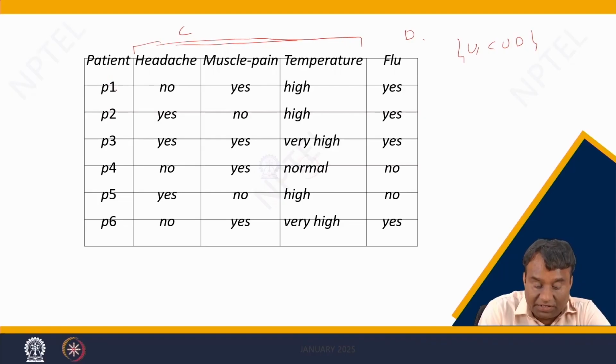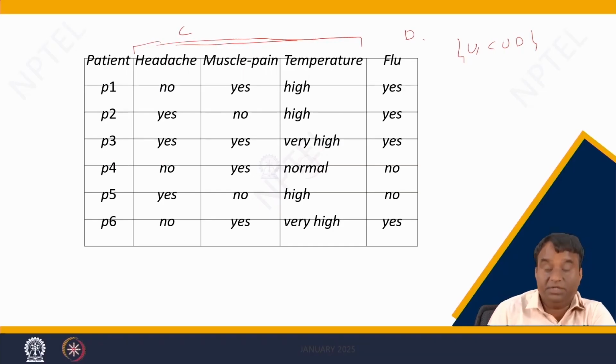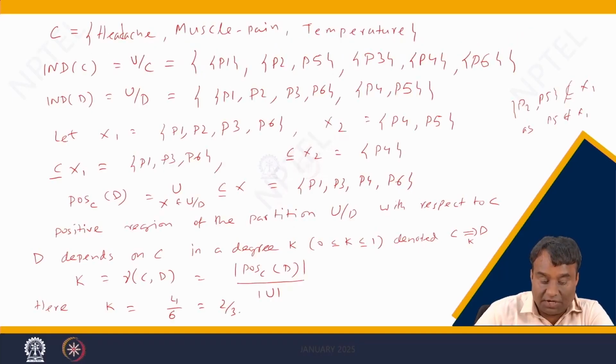Here, for patient P1, headache is no, muscle pain is yes, temperature is high, flu is yes. Similarly for P2, headache is yes, muscle pain is no, temperature is high, flu is yes. P3: temperature is very high, muscle pain is yes, headache is yes, flu is yes. Similarly you can read P4, P5 and P6. Now let's try to find the lower approximations and upper approximations of the positive region.